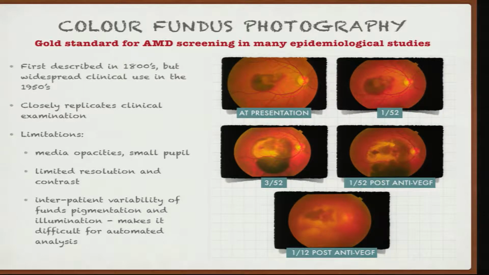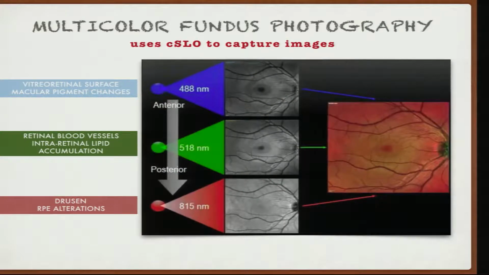Color fundus photograph has been the gold standard for AMD screening in many epidemiological studies. It closely replicates clinical examination, but of course it has limitations like media opacity, small pupil, etc. The multicolor photograph, currently I think only Heidelberg gives it. It uses the confocal scanning laser ophthalmoscope to image at different levels of the retina using different laser spectrums, and you get a composite color image which can give us an even higher definition view of the retina.